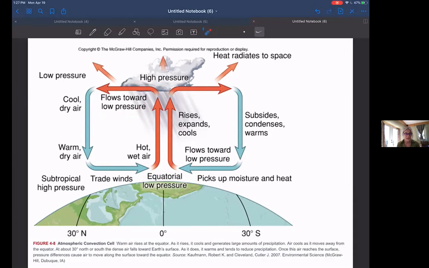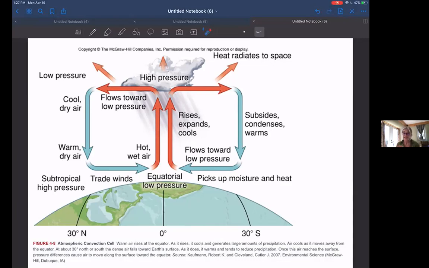So at 30 degrees, we tend to get the air being depleted of moisture, and it will sink down. And this is where we find the deserts in that part of, say, for example, North America. So that would be like Arizona and Nevada and California, those areas of that big desert. We also see this in Africa, which is at about 30 degrees south of the equator.